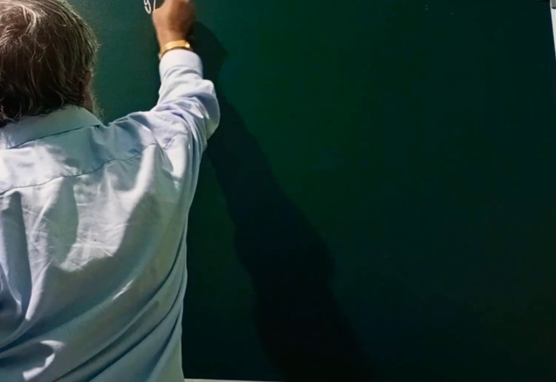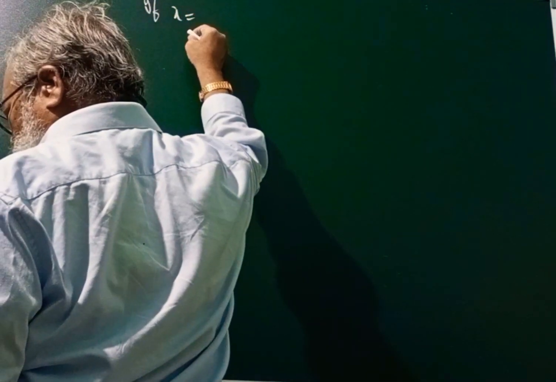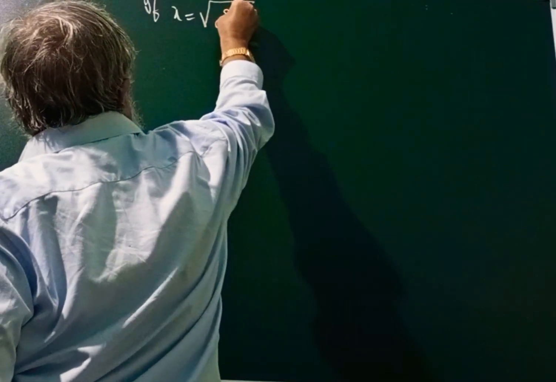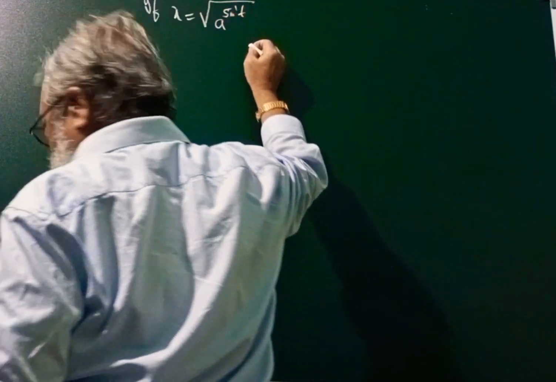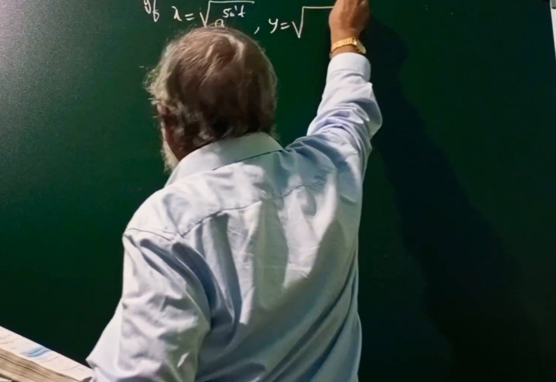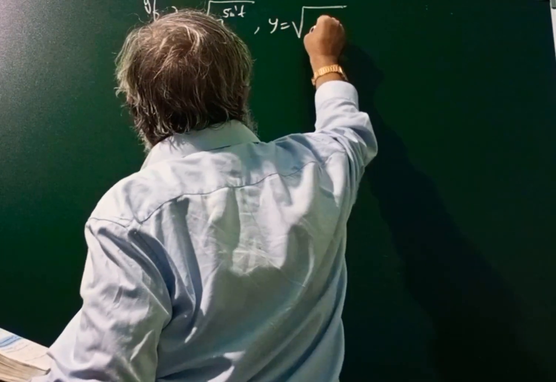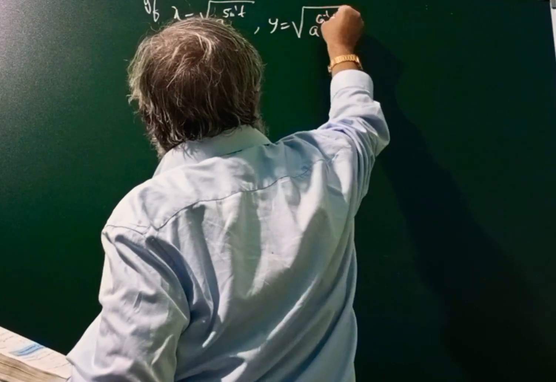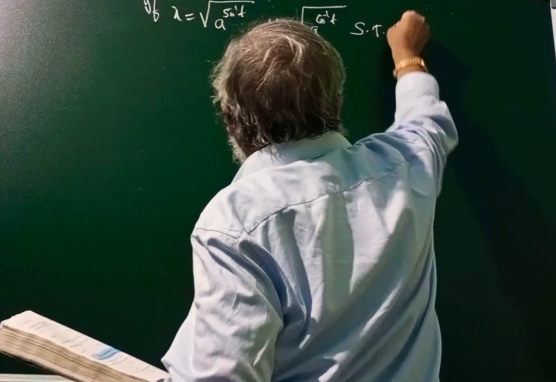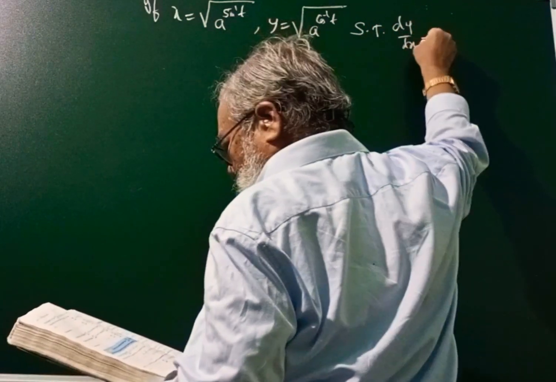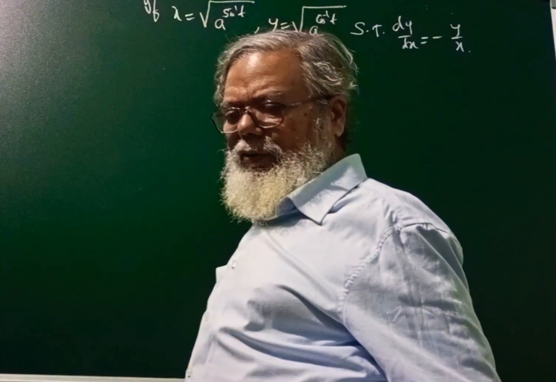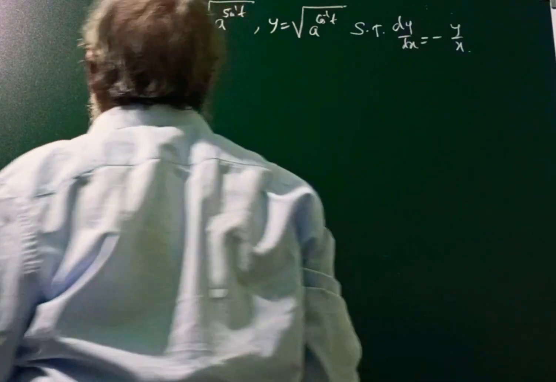Next problem: x is equal to under root a raised to sin inverse t, y is equal to under root a raised to cos inverse t. Show that dy by dx is equal to minus y by x.